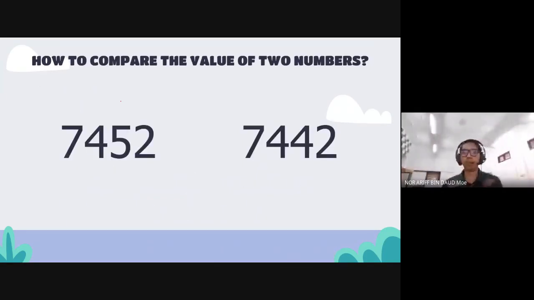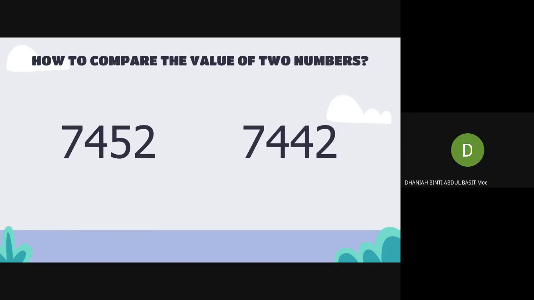I have two numbers here, 7,452 and 7,442. Can you tell me, Sophie, what we are supposed to do first? Okay, Sophie there. We compare the numbers. Yes, compare. What number must we compare? We must compare 5 and 4. What? We must compare the numbers in the place value tens. The place value, okay.